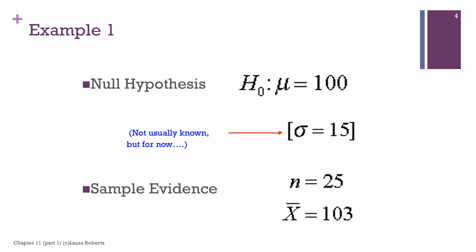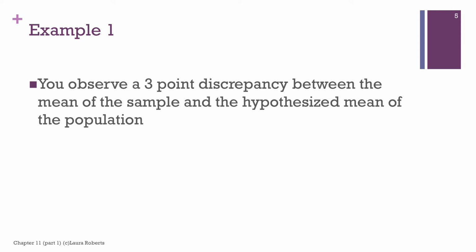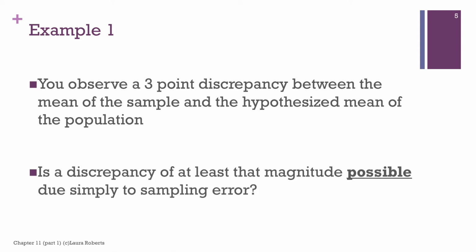We don't usually know the mean and standard deviation of the population at large, but for purposes of this example, let's imagine that we do know these parameters and the mean is 100 and the population standard deviation is 15. You then collect data on a sample of 25 college-bound 12th graders at your school and find the mean of the sample equals 103. You observe a 3-point discrepancy between the mean of the sample and the hypothesized mean of the population.